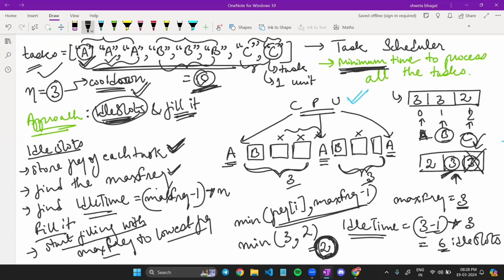Now we can't place a B here. We can't place a B here. We can't place a B here. Now we can place a B here because 3 units have passed.